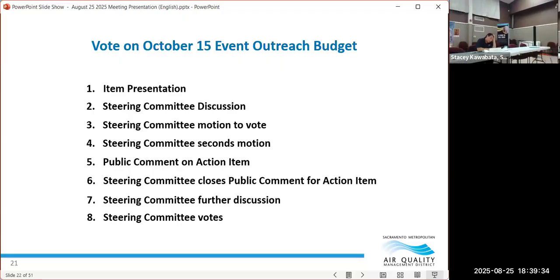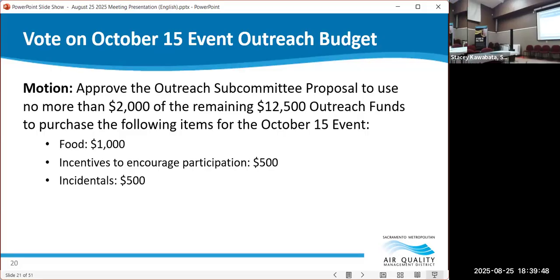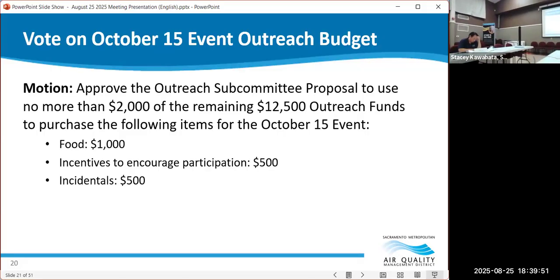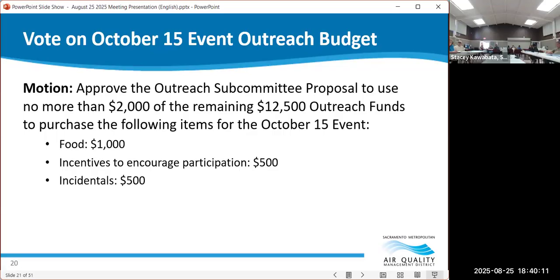All right, so the motion is to approve the outreach subcommittee proposal to use no more than 2,000 of the remaining 12,500 outreach funds to purchase food, incentives to encourage participation, and incidentals. This will be for the October 15th event. Once again, $1,000 will go towards food, 500 towards incentives, and incidentals will be 500. So do I have a motion to approve?